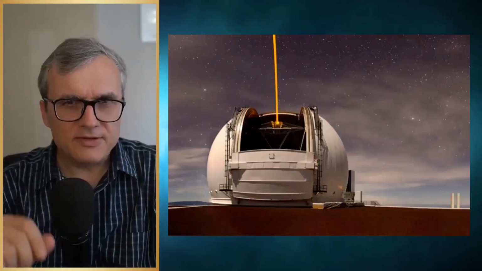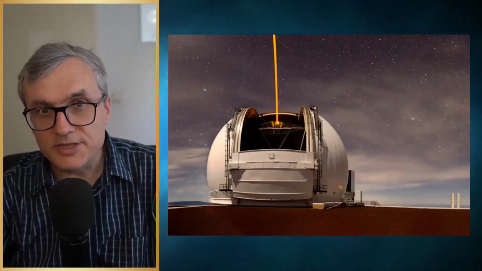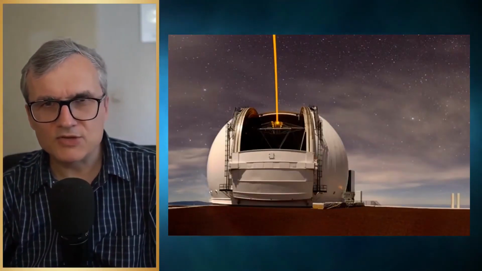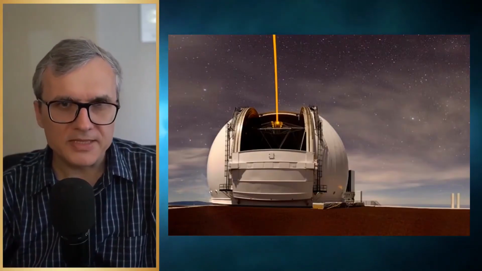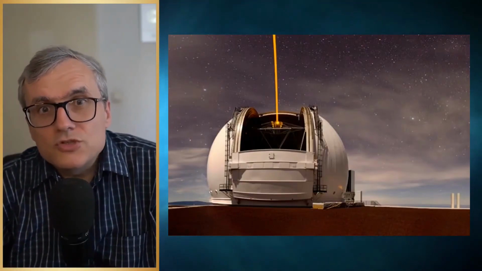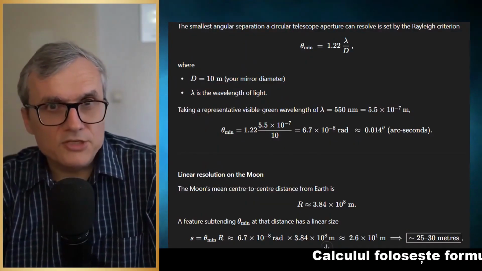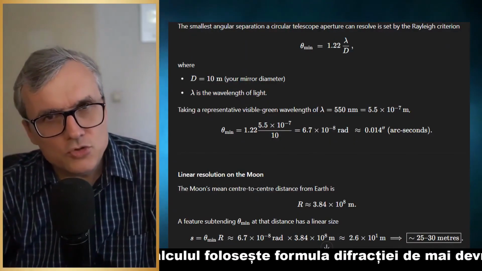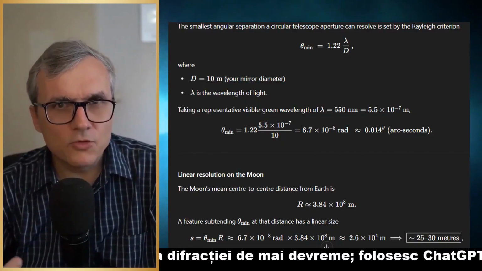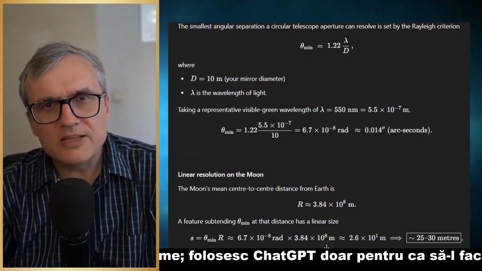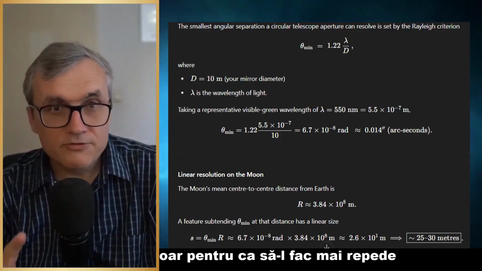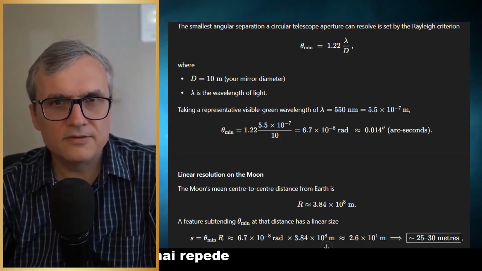But let's imagine we have an optical telescope with a 10-meter mirror. These would be the best optical telescopes on Earth, pay attention. What would the resolution be then? What could we see on the moon? And here is a calculation done with ChatGPT, which tells me that the resolution with which we can see objects on the moon is about 20-30 meters as seen from Earth under ideal conditions.